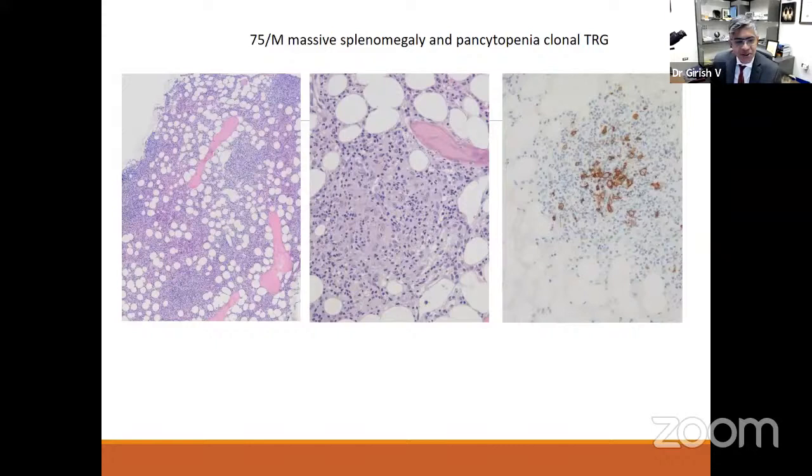HCL. Yeah, hairy cell is a good thought, but it's some nodular structures, right? That's not the pattern of hairy cell. And clonal TCR. Okay, hairy cell variant. Okay, good thought, but no. Marginal zone. Good thought, but no.